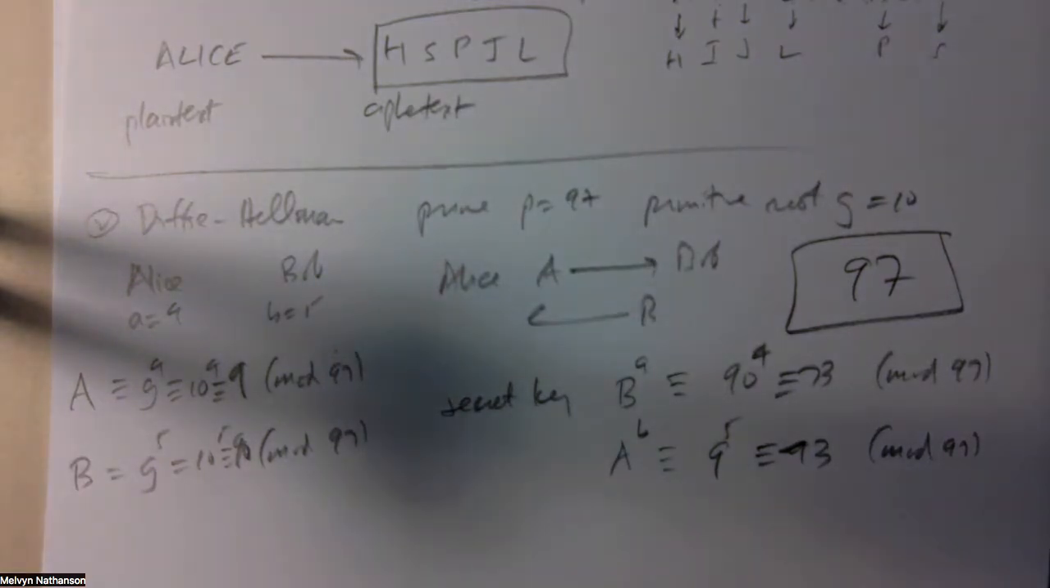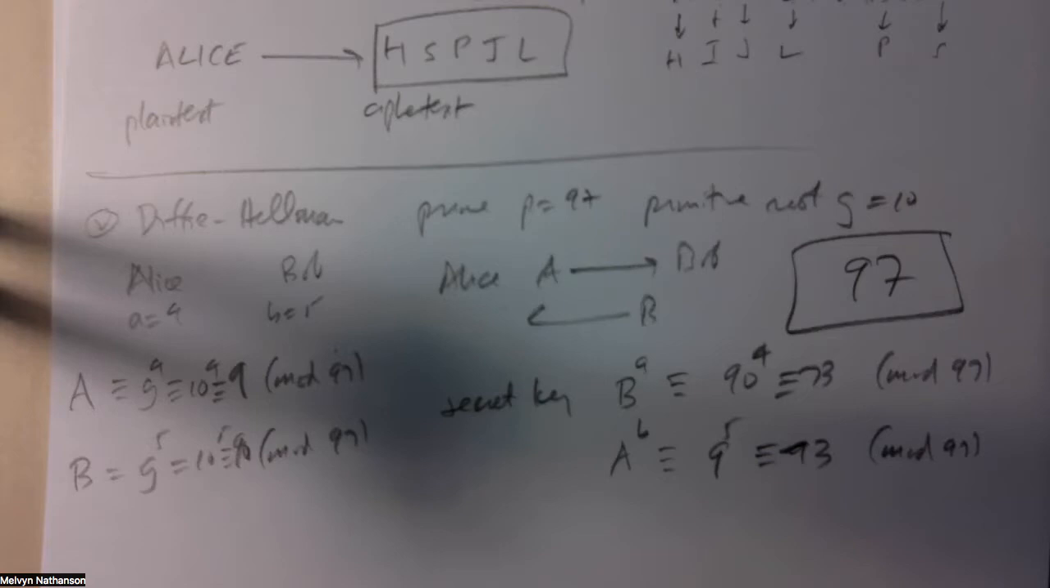So what is known in the public domain, everybody knows, even the eavesdroppers, is we're taking the prime 97, the primitive root 10. And now Alice and Bob want to establish a number that they both know and no one else does. It's their secret key. So Alice chooses her secret number, little a equal to 4, calculates G to the A, which is 10 to the 4th, mod 97, and gets 9. So she sends 9 to Bob. Bob takes G, which is 10, and raises it to his secret number, 5, reduces it mod 97, and gets 90.